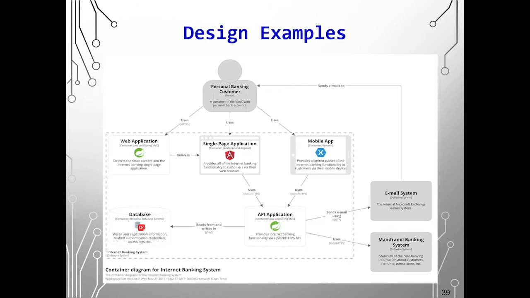Web application delivers to the single page application. API application reads from and writes to the database. But you can also see how this system communicates with other systems, such as the API application sending emails using SMTP to the email system and communicating with the mainframe banking system by XML/HTTPS. And you can see how all these three systems work together to help the customer have a great banking experience.